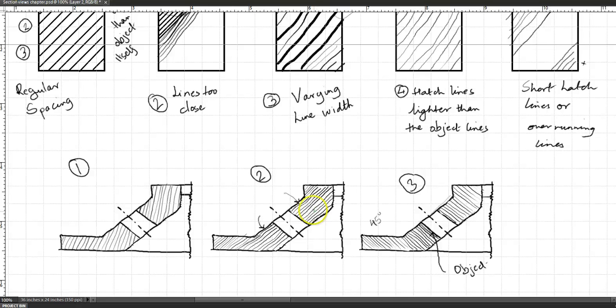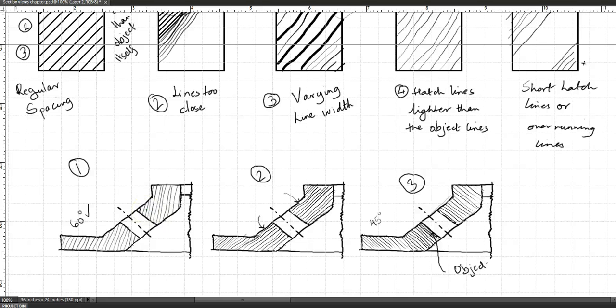which is different from this one or this one, and it shouldn't match any of the lines on my object. So over here I have taken 60 degrees. Now this works the best because none of my object lines are going 60 degrees. So you see how important it is just to even get the right angle of your hatch.